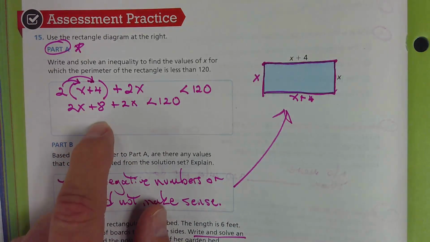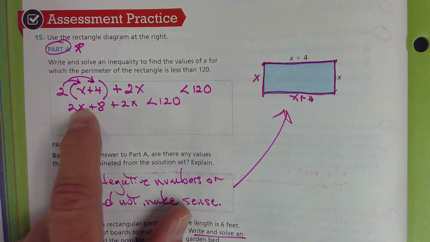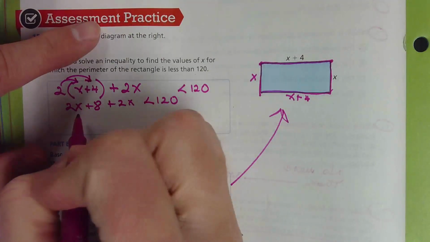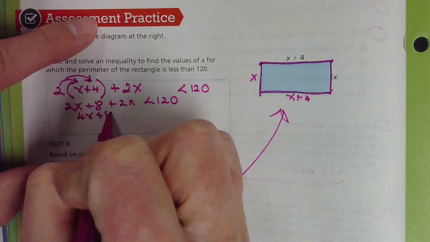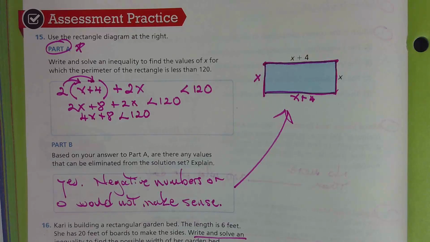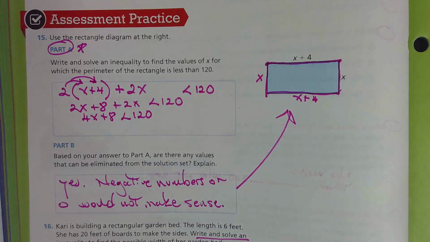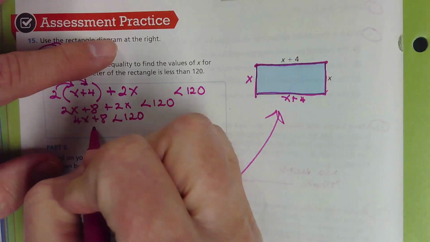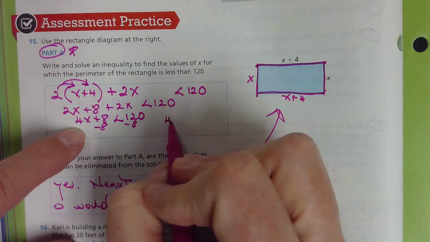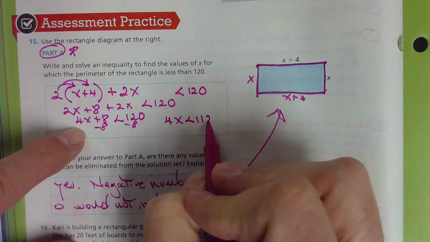So do I have any like terms I could combine? Is there any like terms I can combine? 2x. Yeah, so that would be 4x plus 8 is less than 120. Still aiming to solve for x. What's the next step you would do? Subtract 8. Yeah, good. Subtract 8, subtract 8. So what do I have here? Now I have 4x is less than 112.